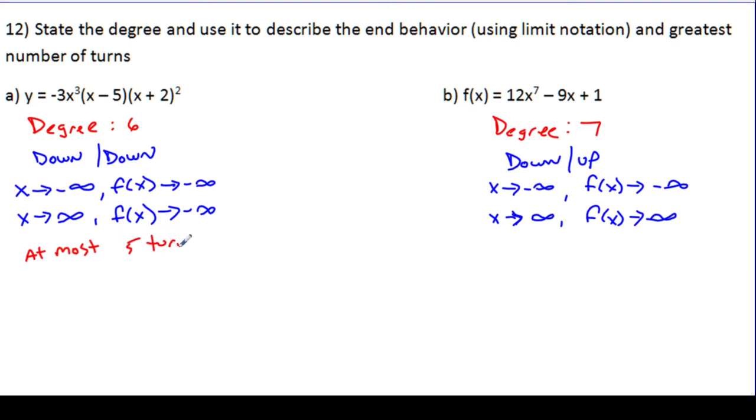Okay. And I can do the same thing for letter B, 7th degree. So I'm going to say at most 6 turns. There we go. Okay. So 3 different pieces to this: degree, end behavior using limit notation, and the number of turns.